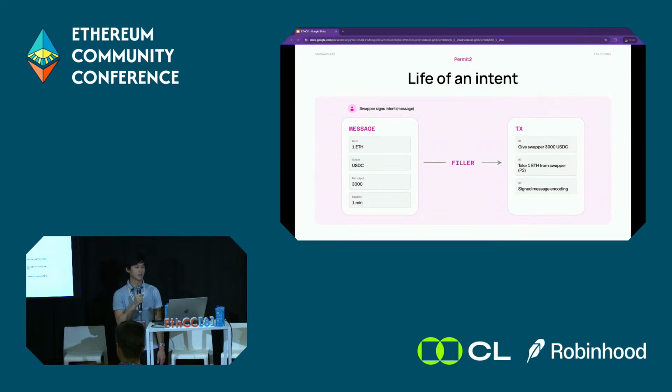And so these conditions would look something like giving you a minimum amount and doing it before some kind of deadline, after which your intent would expire. So if someone tries to use your message signature to take your money without giving you the output you want, then their transaction would revert.